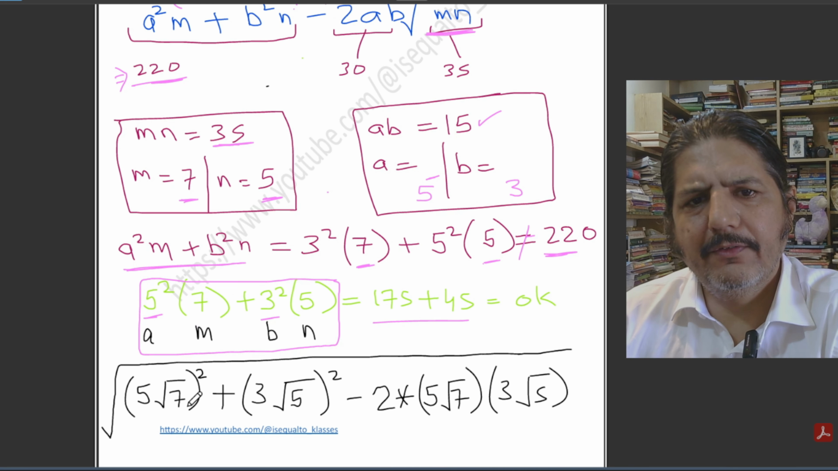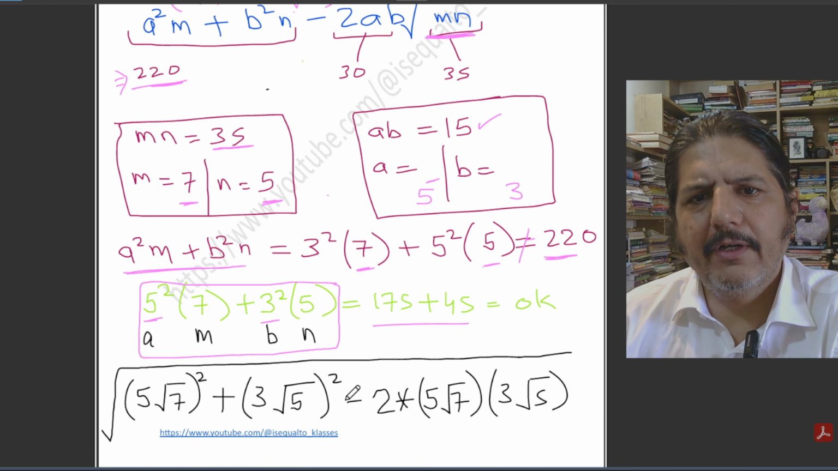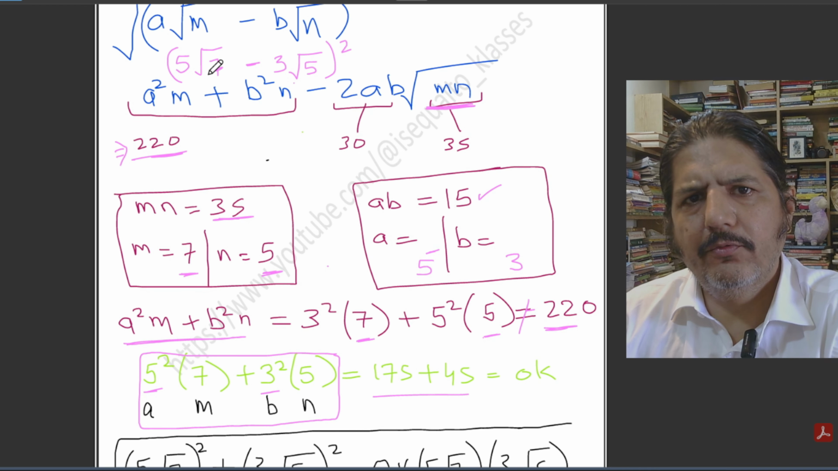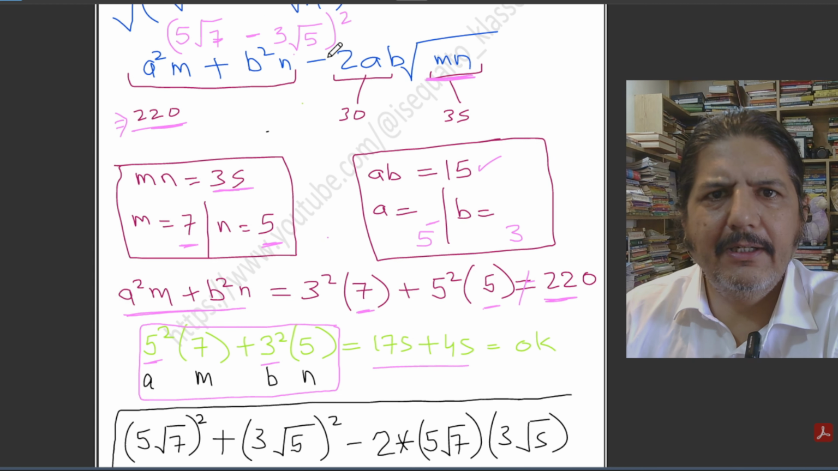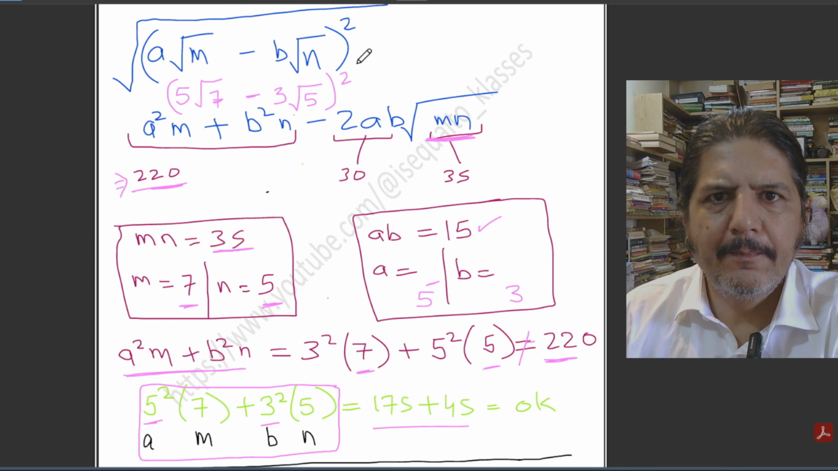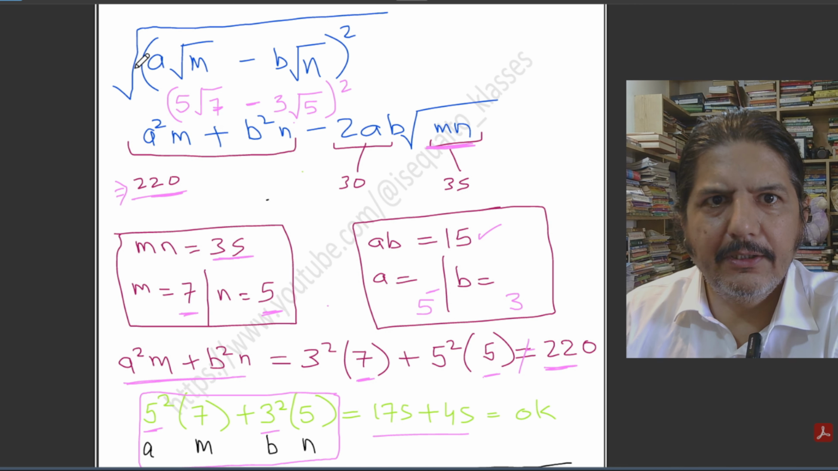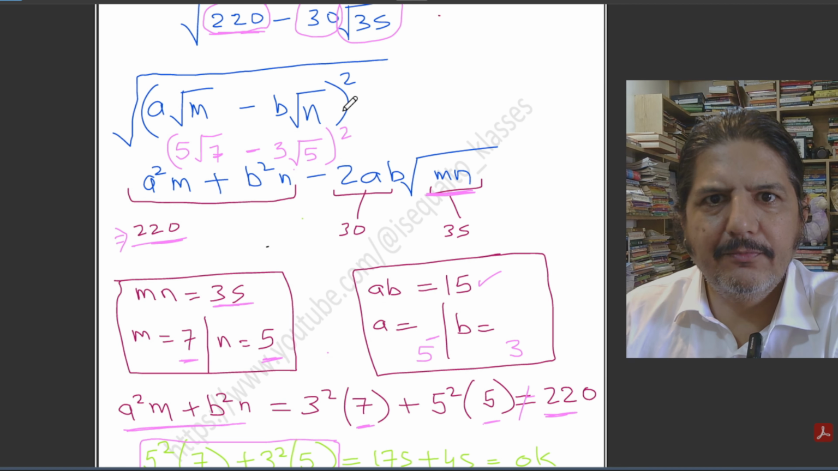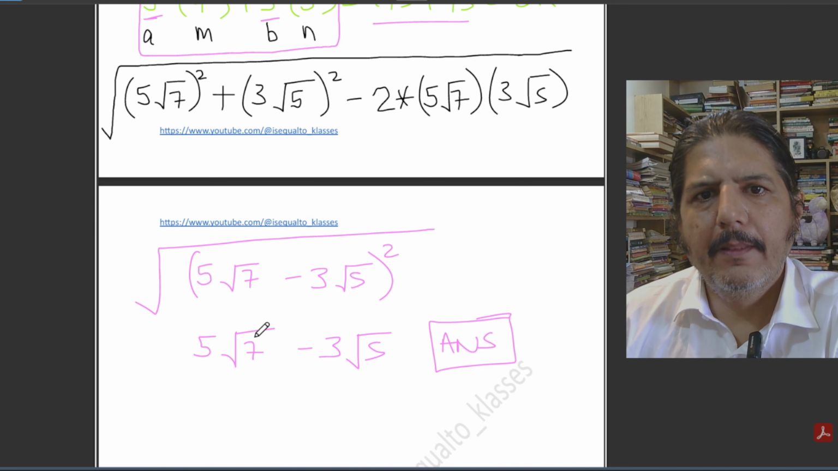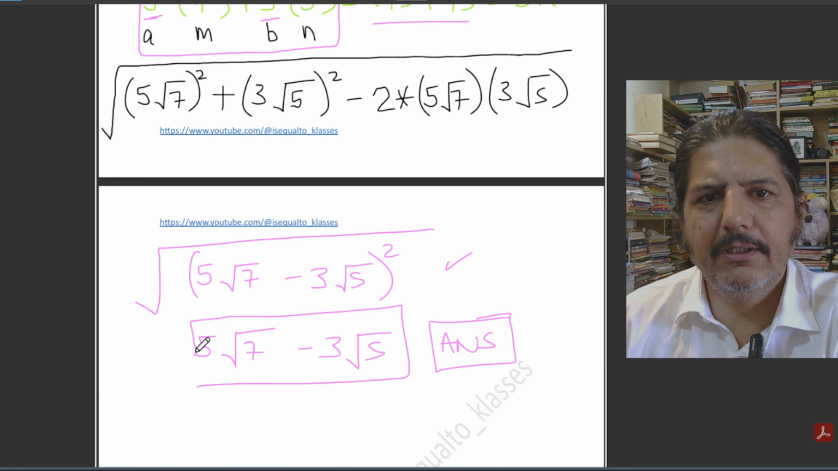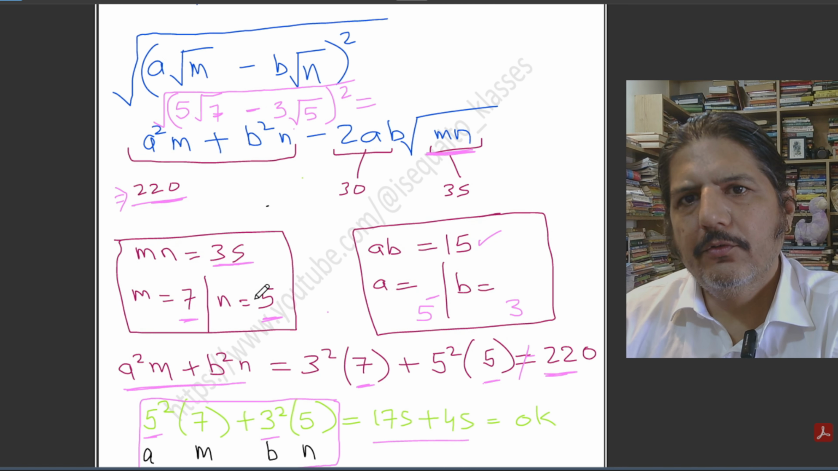So 5 root 7 square plus 3 root 5 square minus 2 into 5 root 7 into 3 root 5. So finally this is the expression that I want, and there is a square root above this. So finally this would be equal to 5 root 7 minus 3 root 5. This would be the final answer.